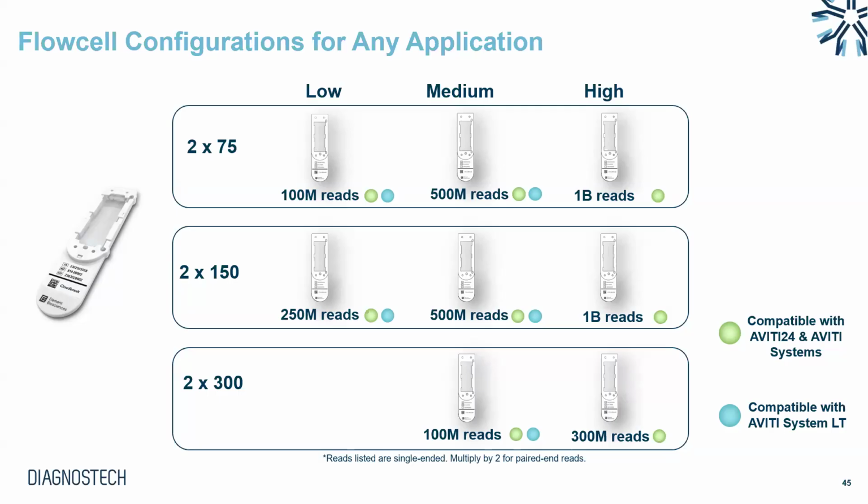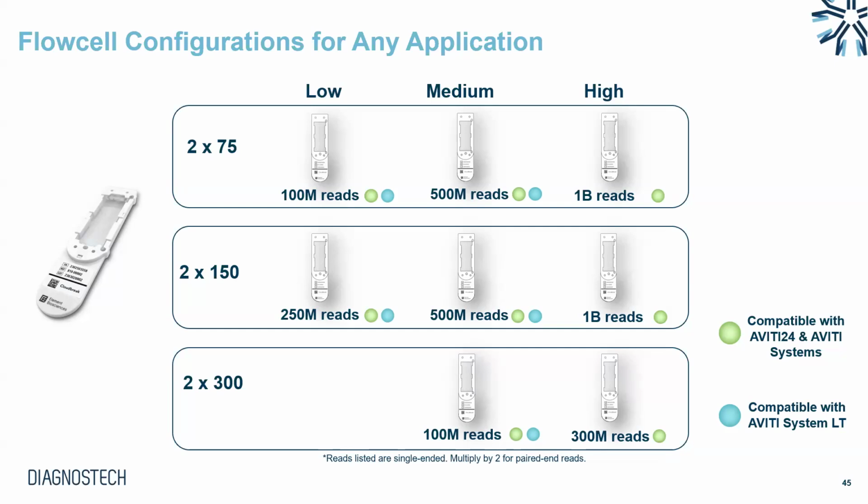And we actually have three different AVITI models. We have the low AVITI LT or low throughput, and these can only run the low and medium output flow cells indicated by the blue dot. And then we have the AVITI, which is compatible with all the flow cells indicated by the green dot. And then we have the VT24, which I'll be discussing later on. However, it's compatible with all the flow cell configurations on the slide as well. And while we're here, I also just wanted to mention that the low throughput or the LT box is also upgradable to a normal AVITI.